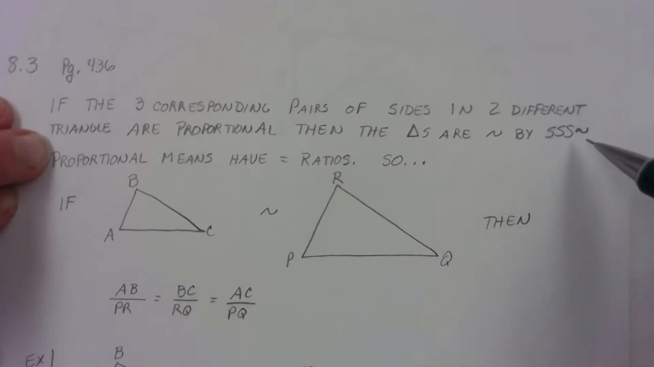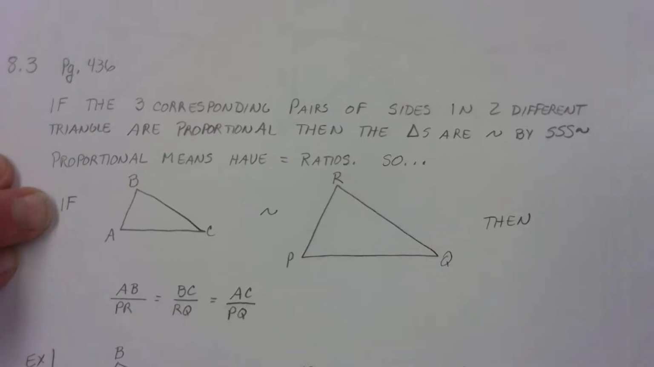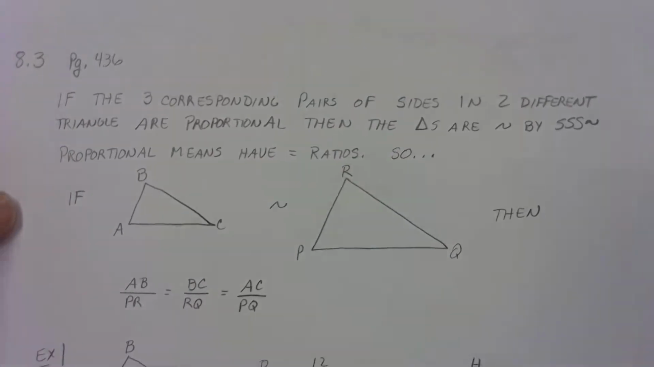what we call side similarity. They're not equal sides like we did side when we were doing congruent triangles. This is side similarity, which means all three sides have to be in the same proportion. Okay, proportional means ratios, equal ratios.